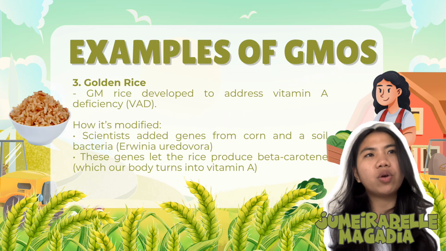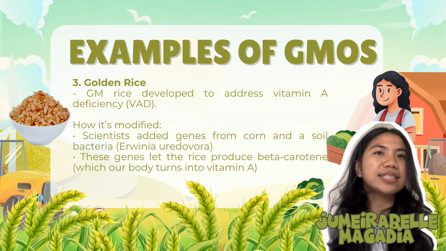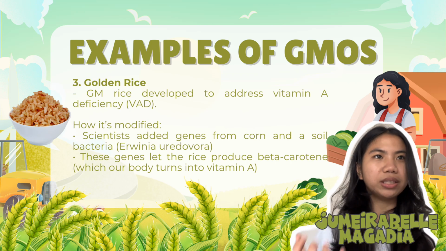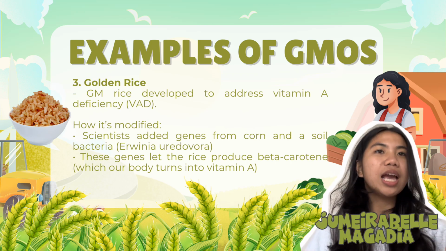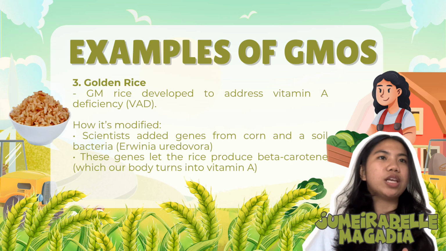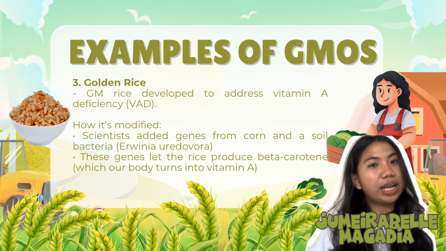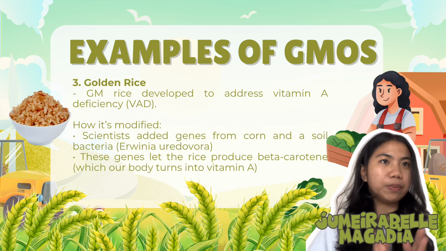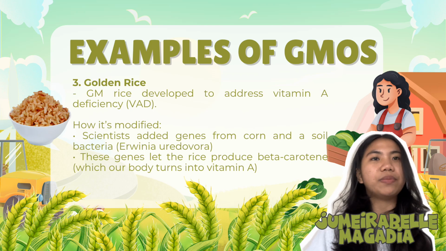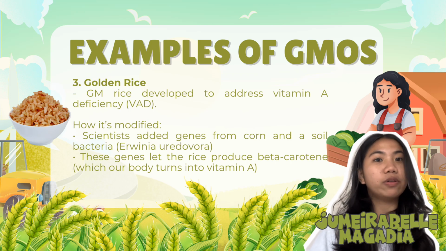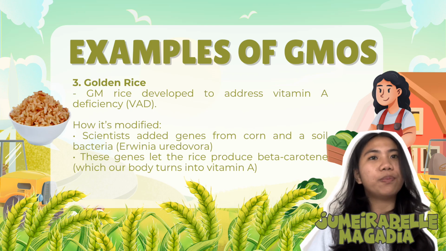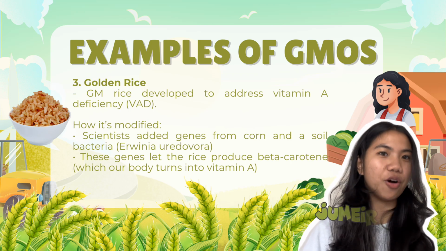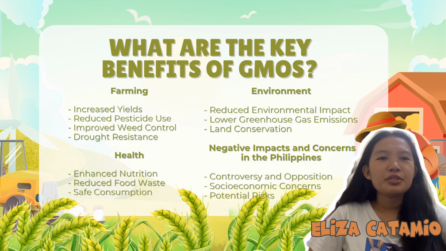And then, we have golden rice. Ito naman ay ginawa to help solve vitamin A deficiency. Scientists added genes from corn and a soil bacteria called Erwinia uredovora. Because of these genes, the rice can now produce beta-carotene na kino-convert ng katawan natin into vitamin A. This helps prevent blindness and other illnesses caused by vitamin A deficiency. At since rice ang staple food natin, it's an easy way to add important nutrients sa daily diet ng mga tao. So GMOs offer solutions to boost crop production, enhance nutrition, and reduce our environmental footprint.